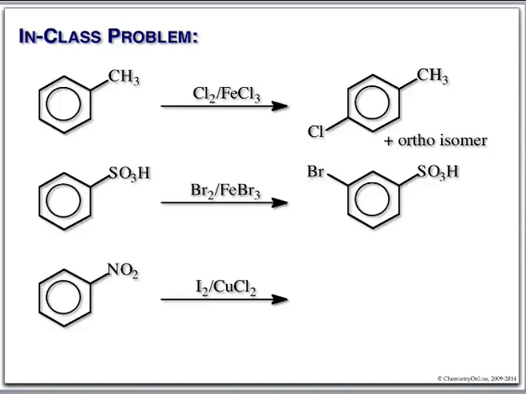The nitro group. Nitro group is way down towards the bottom, isn't it? Very deactivated. Really sucks the electrons out like mad. Iodine with copper 2 chloride. That will put an iodine on the ring. Because nitrobenzene is deactivating, this will be meta substitution. Iodine will go to one of the meta positions, and it will look like that.